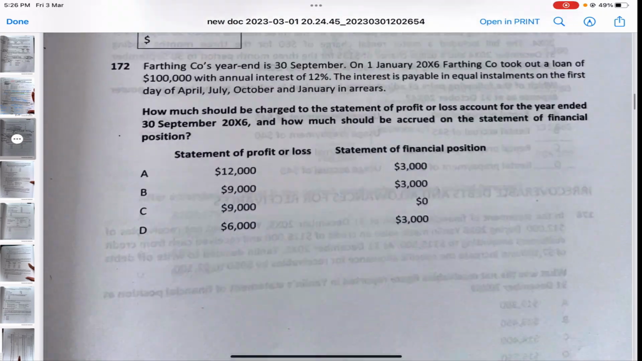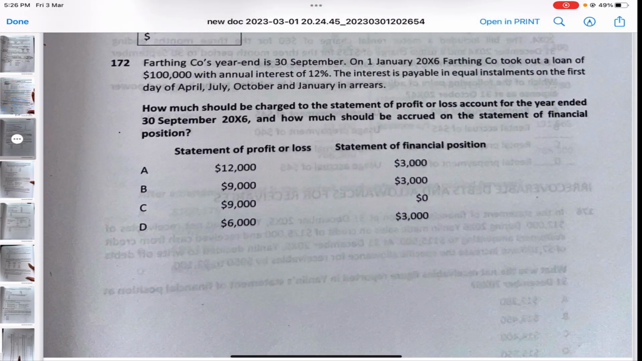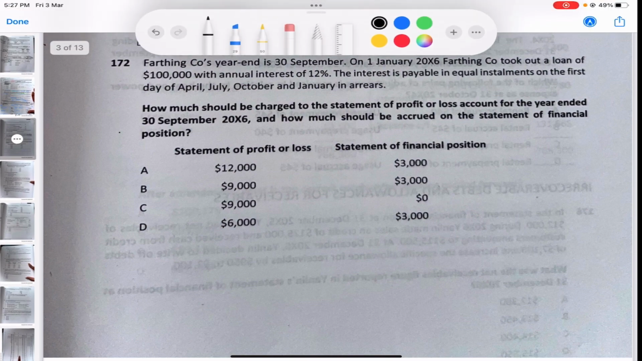Let's go to question number 172. Farthing Company's year end is 30 September. So if it ends at 30 September, 1st October to 30th September is my accounting period. On 1st January 2006, Farthing Company took out a loan of 100,000 with annual interest of 12,000. The interest is payable in equal installments on the first day of April, July and October in arrears.